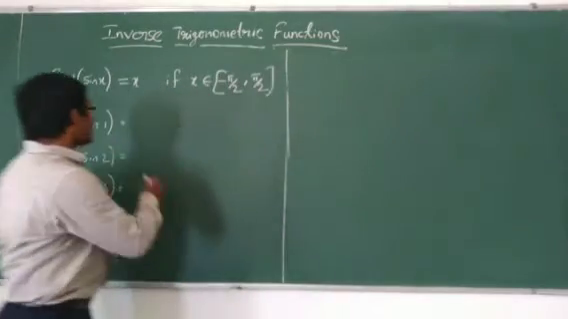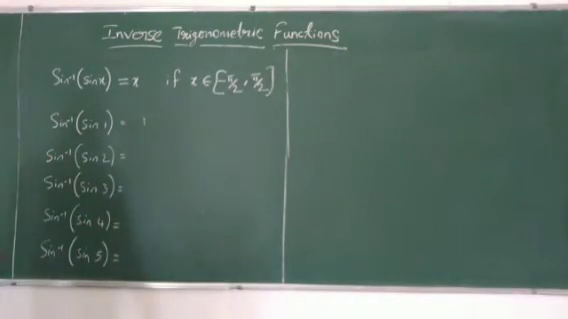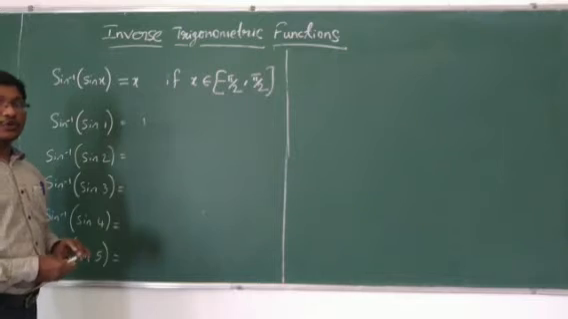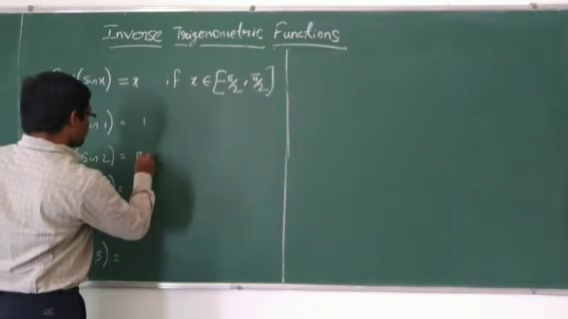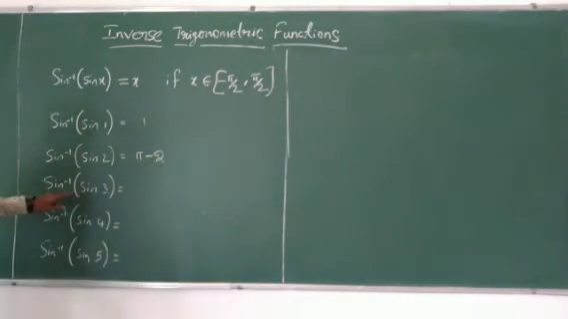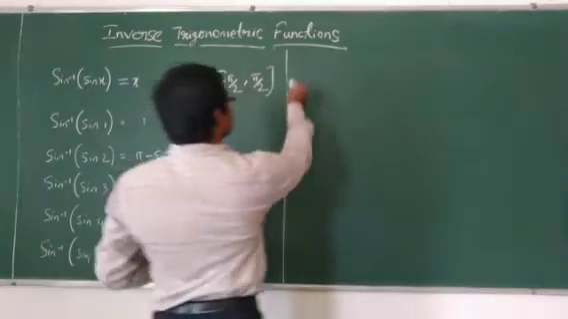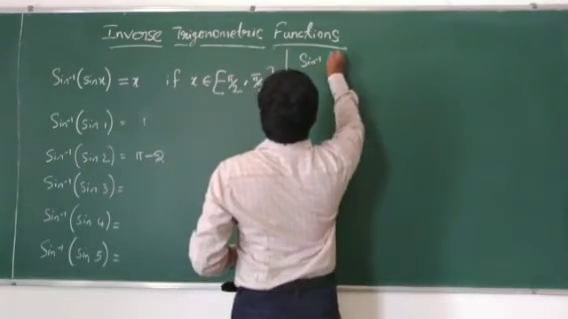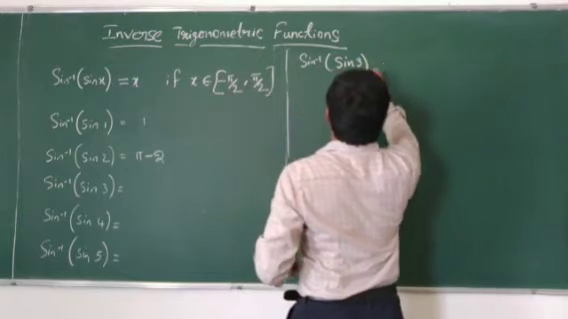We have got sine inverse of sine 1 is equal to 1. Sine inverse of sine 2 is equal to pi minus 2. Now take sine inverse of sine 3.